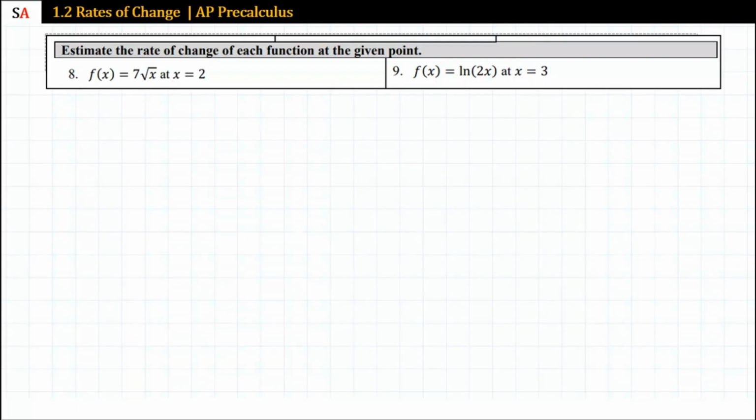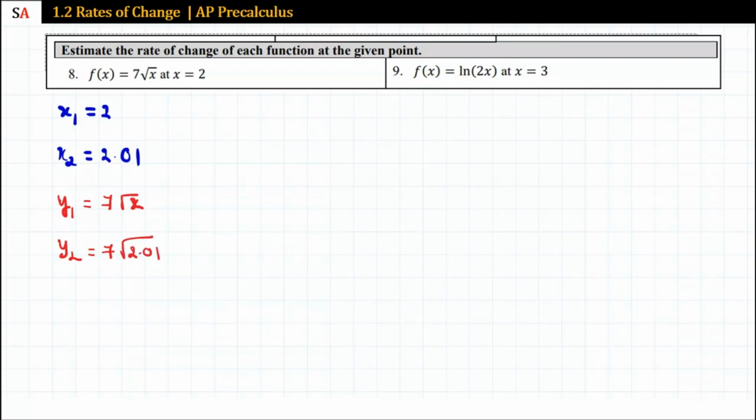Okay, now let's move to the next problem. So we have f of x equal to 7 root x, and we have to estimate the rate of change at x equal to 2. Let's take a nearby point x2, that is 2.01. So let's evaluate the corresponding y values. So y1 is 7 root 2, and y2 is 7 root 2.01.